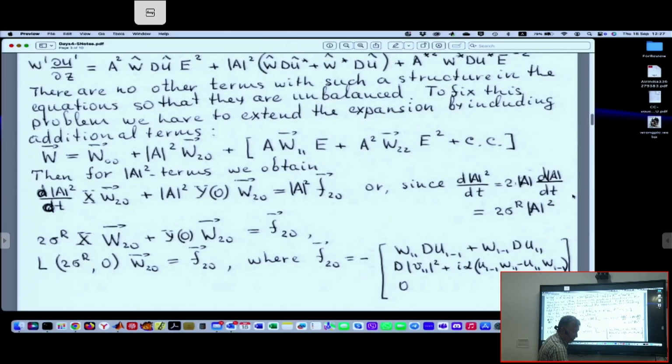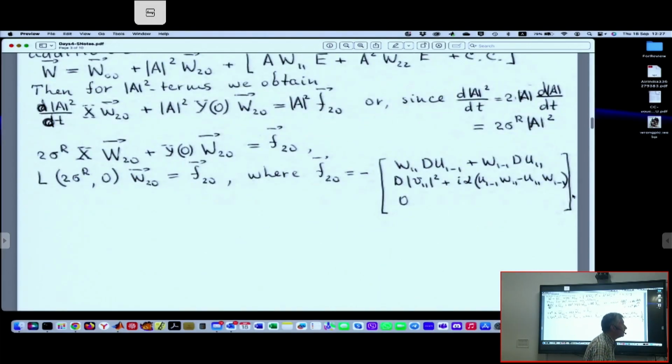All right, so let us go back a couple of pages. How much time do I have left? 6? Okay.